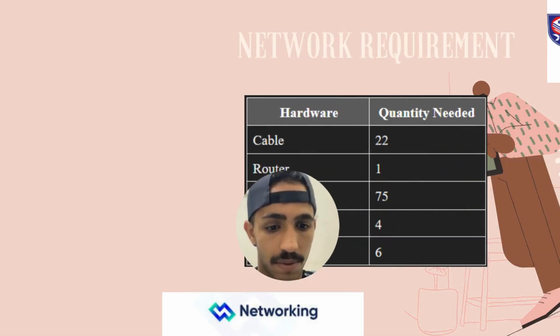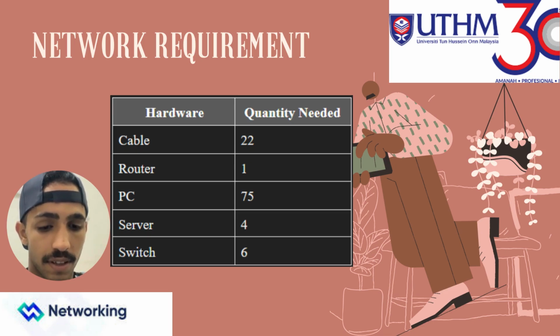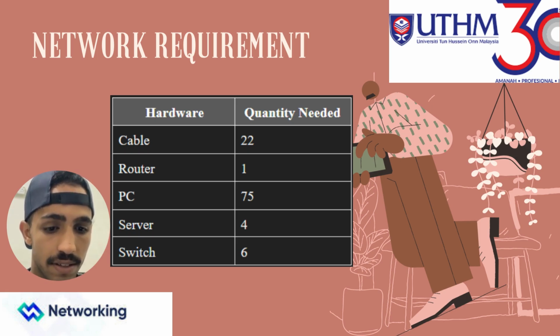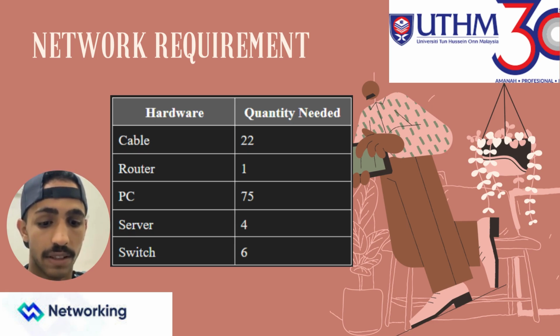Hello, I am Usama. Now I'll continue to present our part. Here in this slide there is a network requirement, which is a table for the hardware and quantity needed: internet cable, router, PC, access point, server, and the last one, the switch.